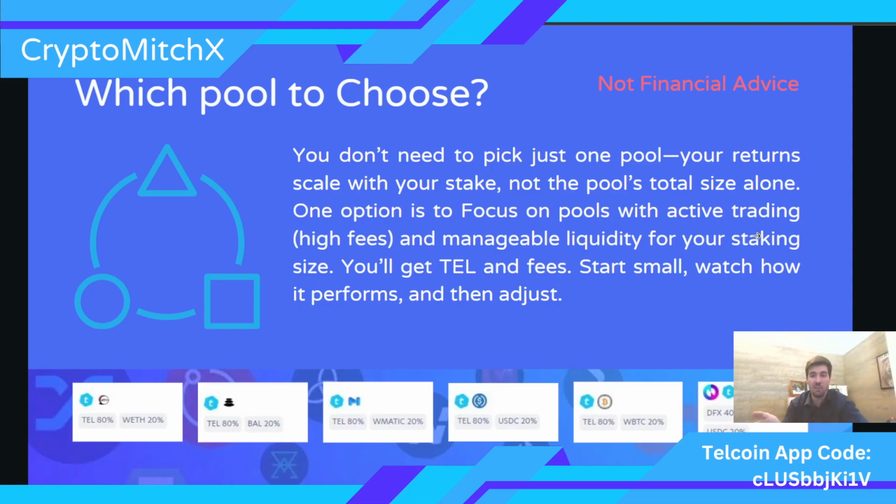So one option is to focus on pools with actively high trading fees, and ones with larger liquidity for staking. You'll be getting TEL and fees. Start small, watch how it performs, and then adjust.